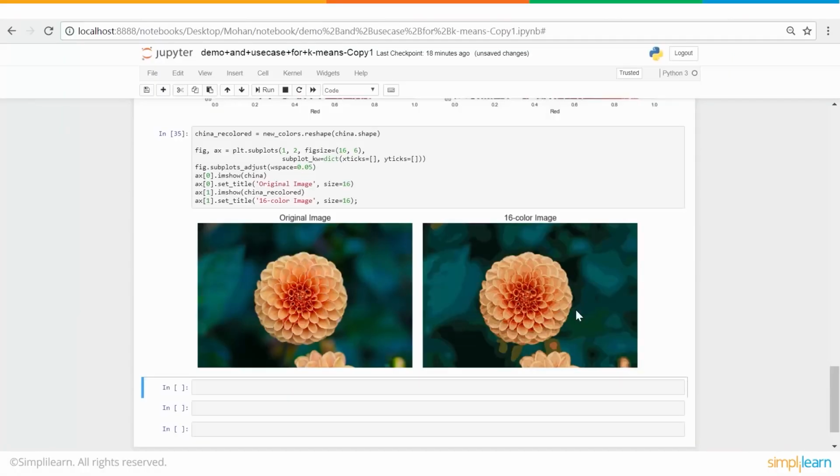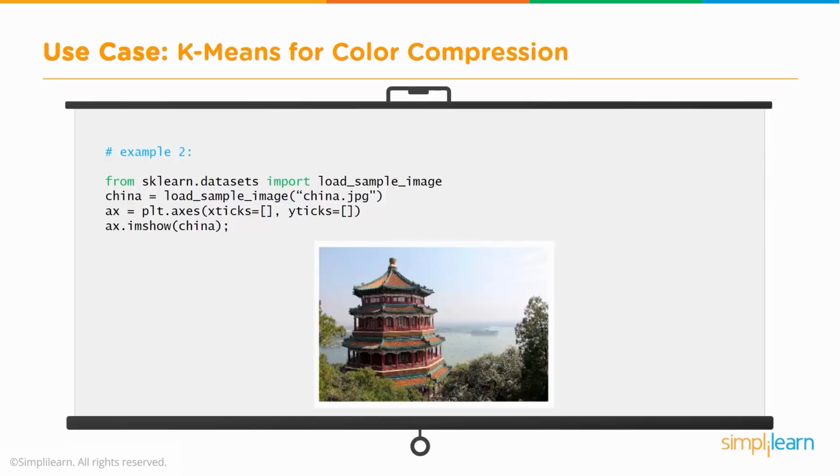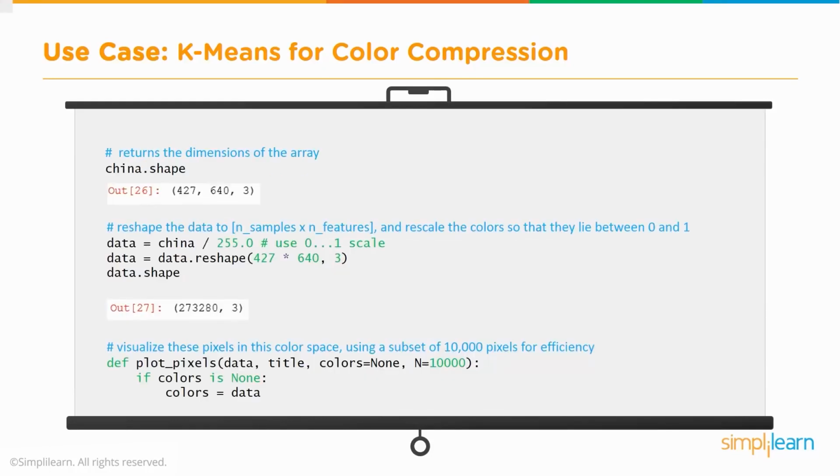Now let's take one more example with a different image. In the second example, we will take an image of a palace in China, and we repeat the same process. This is a high-definition color image with millions of colors, and also three-dimensional. Now we will reduce that to 16 colors using k-means clustering, and we use the same process we did before.